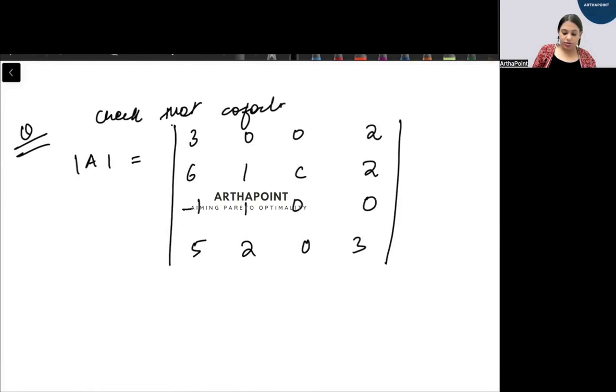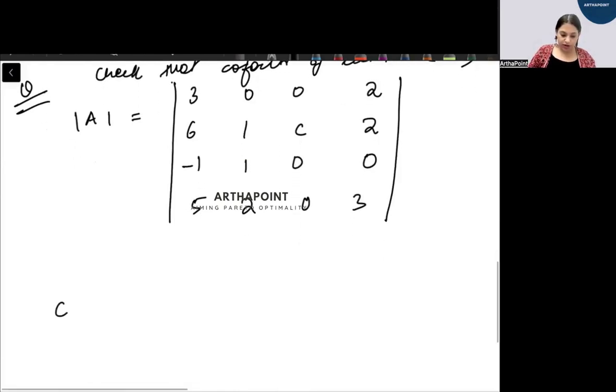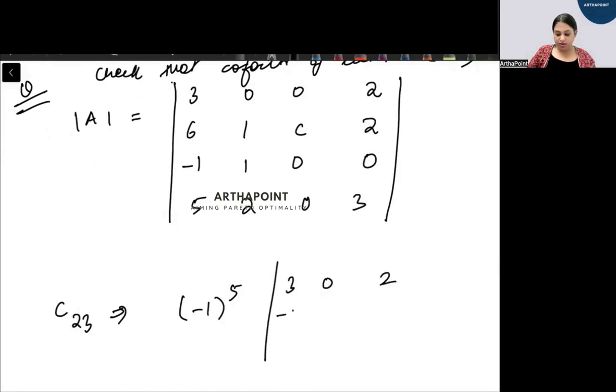The question is saying check that the cofactor of element C is -1 to the power 5, determinant of 3 0 2, -1 1 0, 5 2 3. You have to check this.